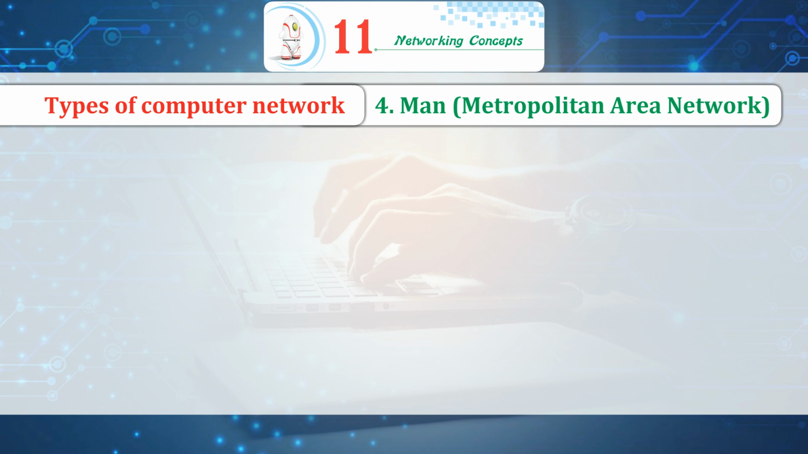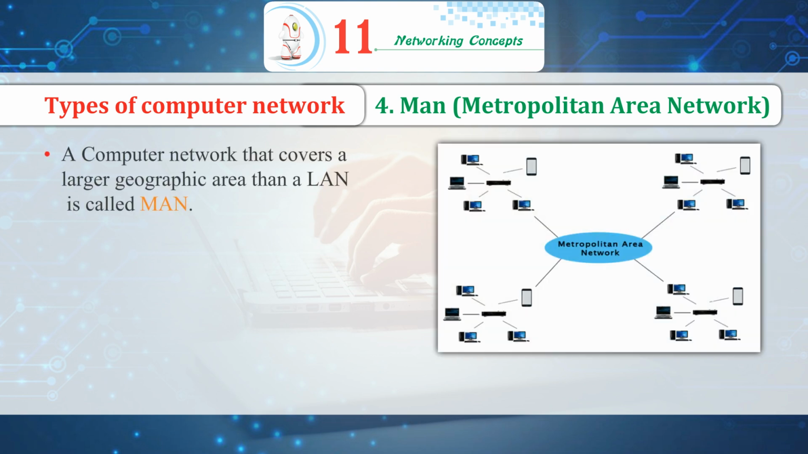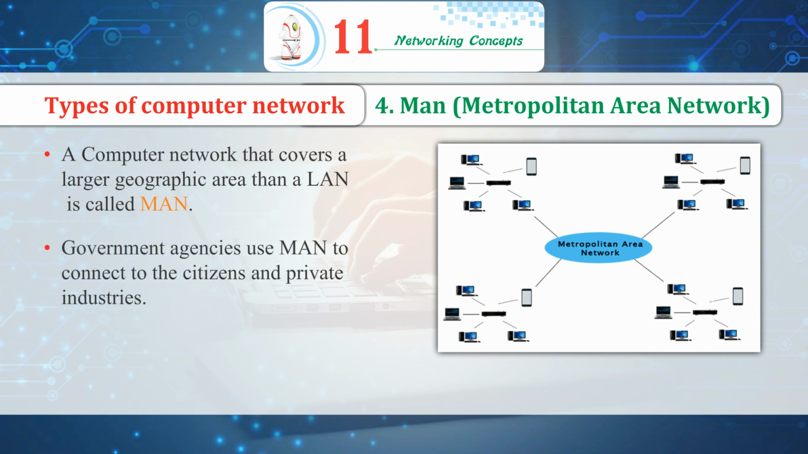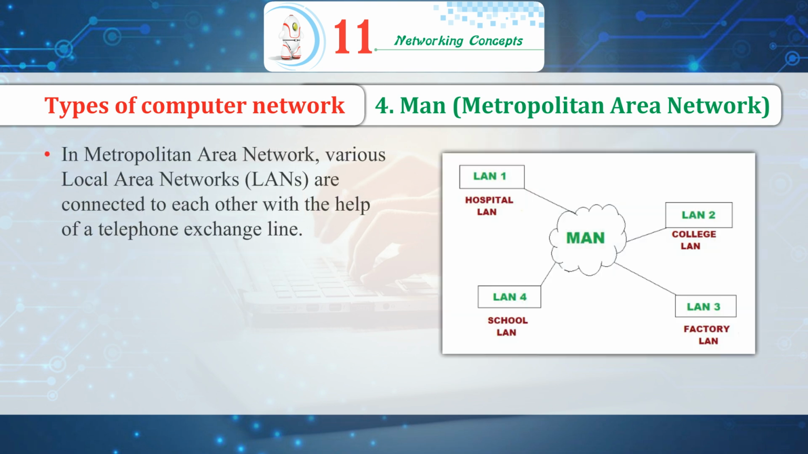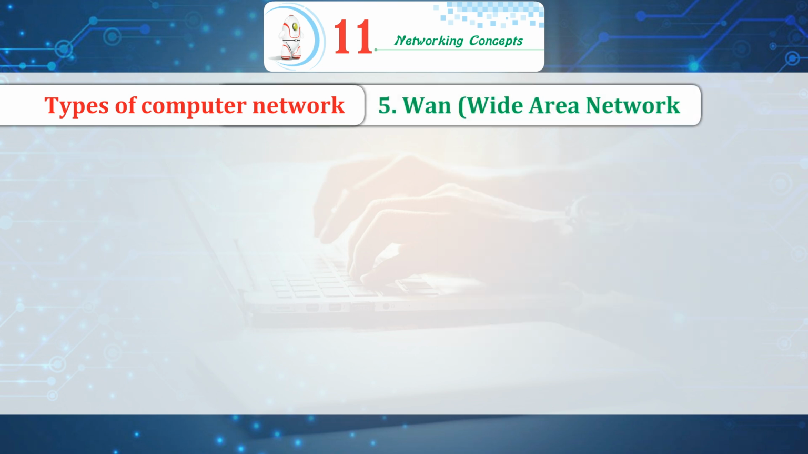4. MAN, Metropolitan Area Network. A computer network that covers a larger geographic area than a LAN is called MAN. Government agencies use MAN to connect to the citizens and private industries. In a metropolitan area network, various local area networks or LANs are connected to each other with the help of a telephone exchange line. MAN can be used in airline reservation, college, military, etc.